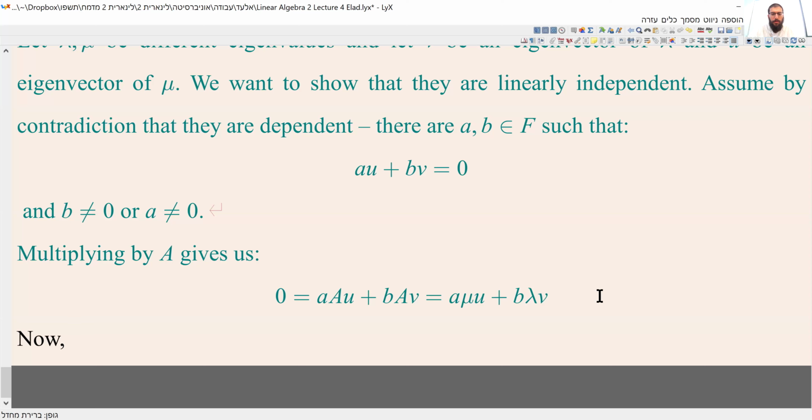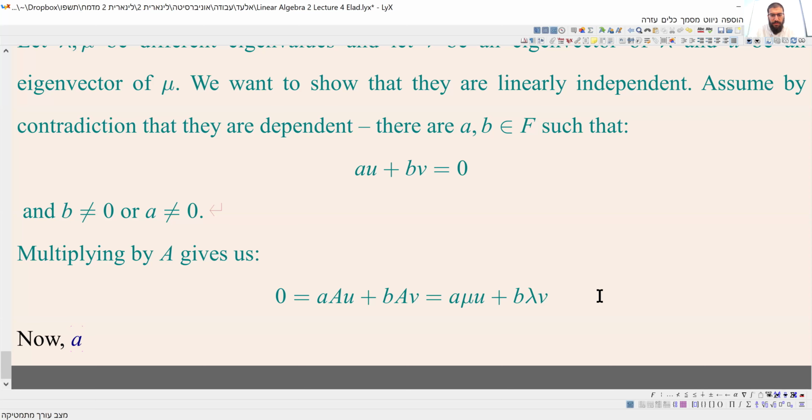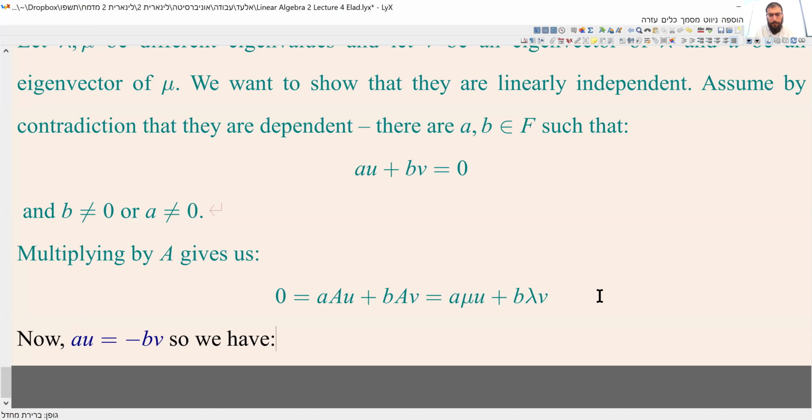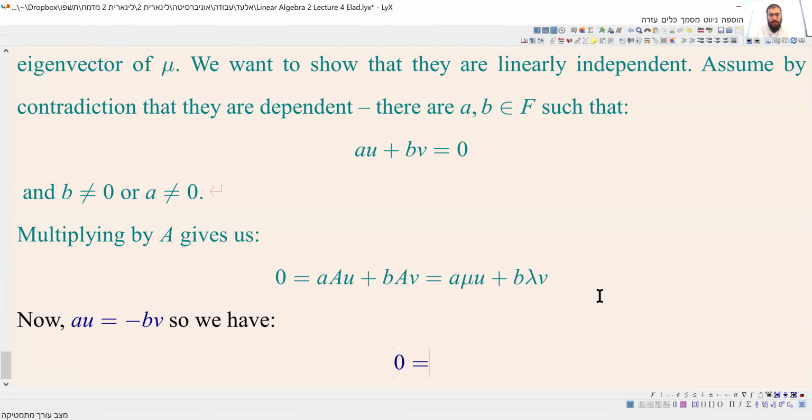Now we know that AU is minus BV. So we have 0 is mu multiplied by minus BV plus lambda BV. And we can take our BV outside, and it is multiplied by mu minus lambda, or lambda minus mu, if you want to be more precise. It doesn't really matter because it is 0 nonetheless.